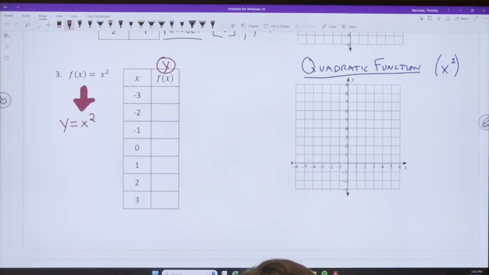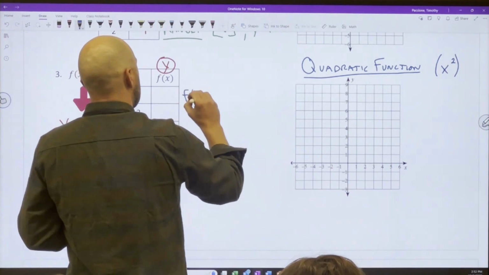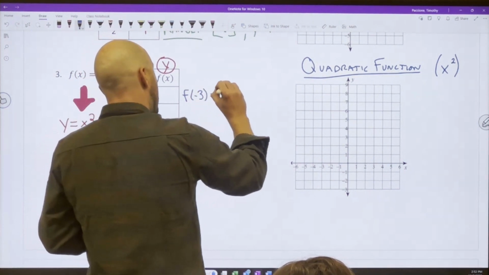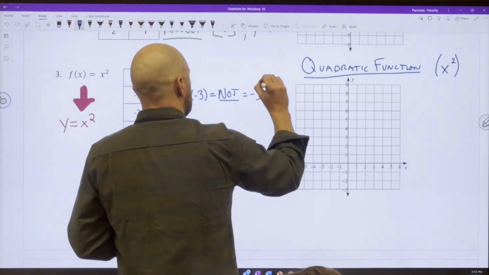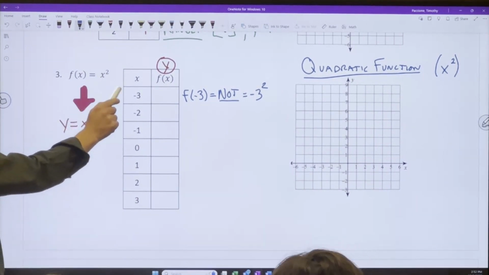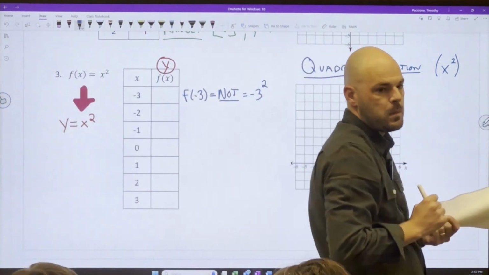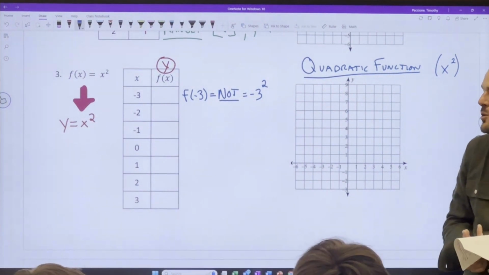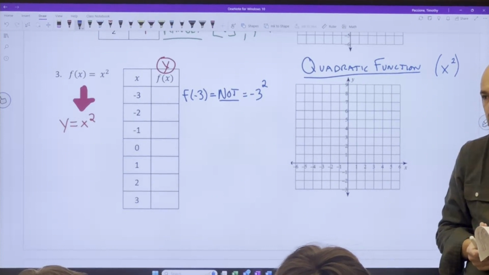Now I'm going to tell you what this is not, because a lot of students put this and then don't get the right answer. This first one would be f of negative 3, and it is not negative 3 squared. You might be like, well, hold on, it says x squared, that's my x, I plugged it in, what's wrong with it? Why is it not negative 3 squared? Anybody know? Negative 3 is a number by itself, so you should put brackets around the negatives there.